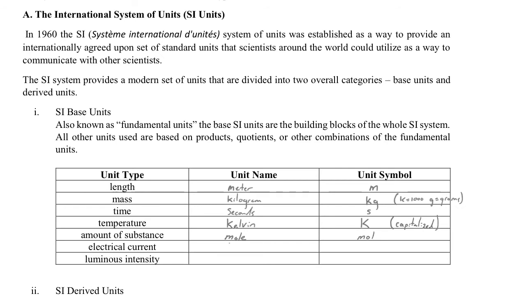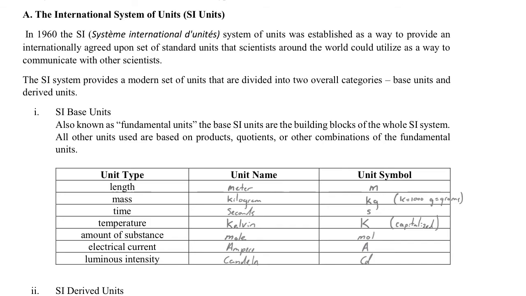For electrical current and luminous intensity, we don't often use that in this class, but the units for those are ampere and candela, which have the symbols A and cd. So there we have the SI base units.